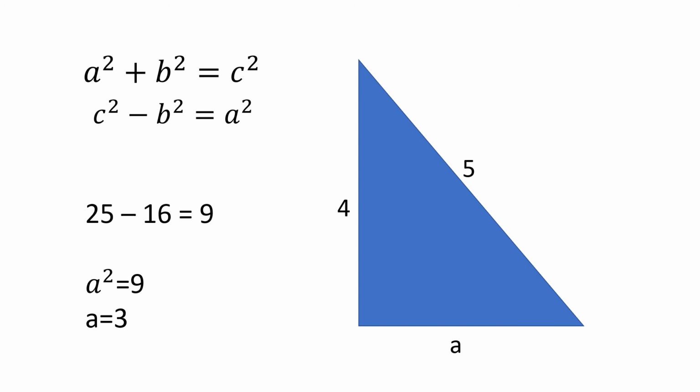And we can change that equation around. If c squared is a squared and b squared added together, we know that c squared minus b squared will equal a squared. Equally, if we were looking for b, we could do c squared minus a squared equals b squared. So we're going to put the figures back into our equation again. So 5 squared, 25, minus 4 squared, which is 16, equals 9. We know that a squared is 9, so a must be 3.